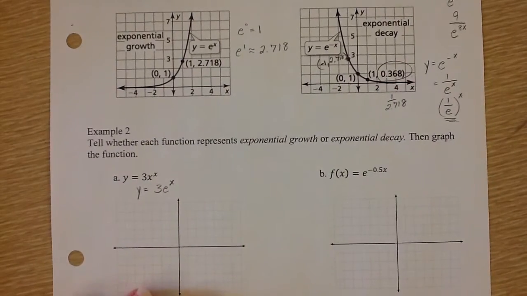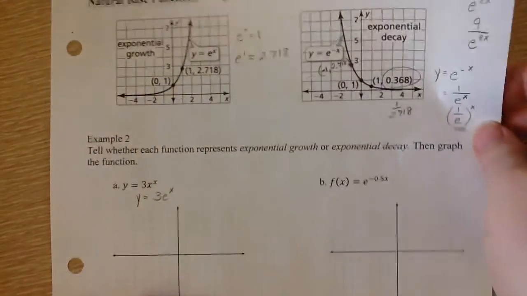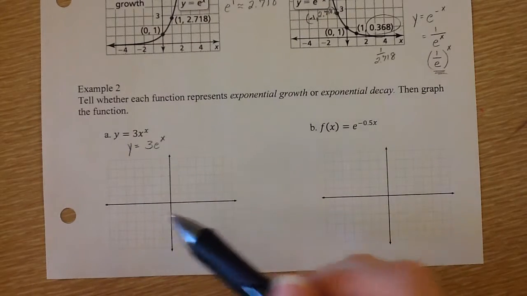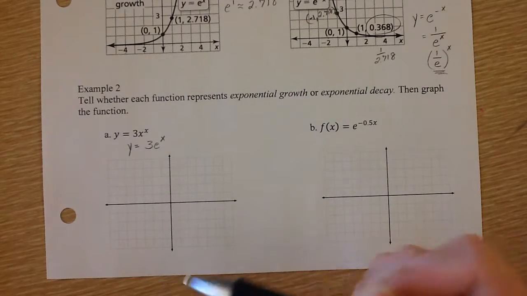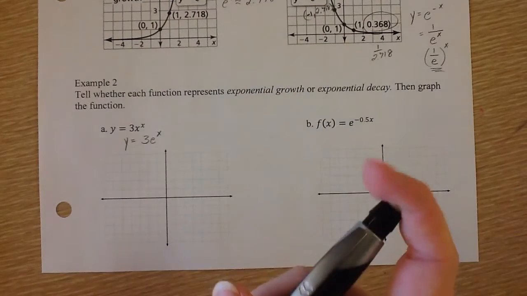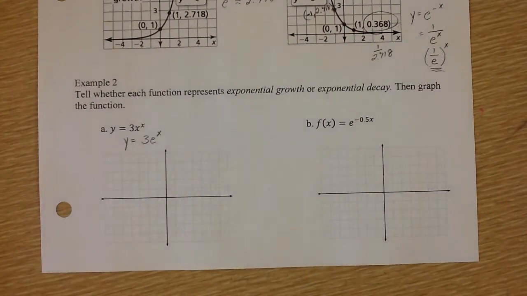Okay, so it should be y equals 3e to the x. If we look at that function and want to graph it, we can plot some points and figure out what happens when I put certain things in. So we could create an XY table. I think we're going to go ahead and look at Desmos and get the graph from that.